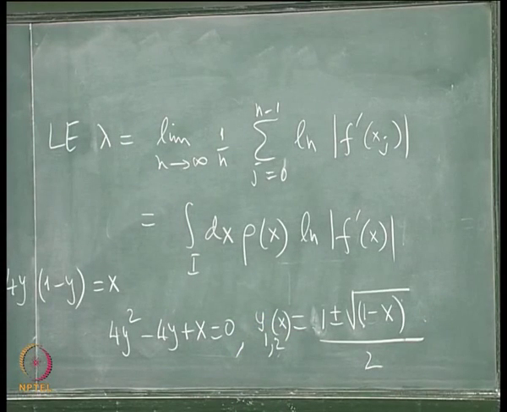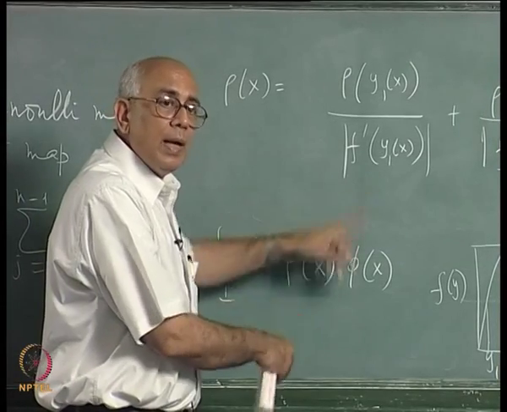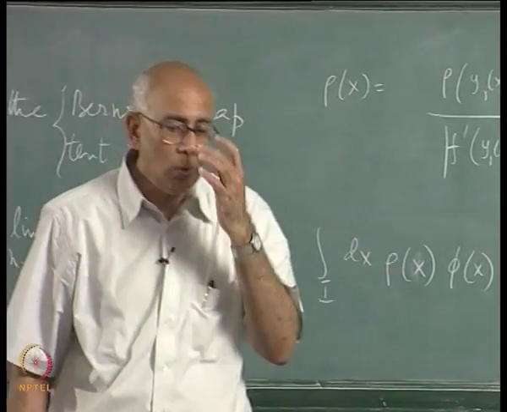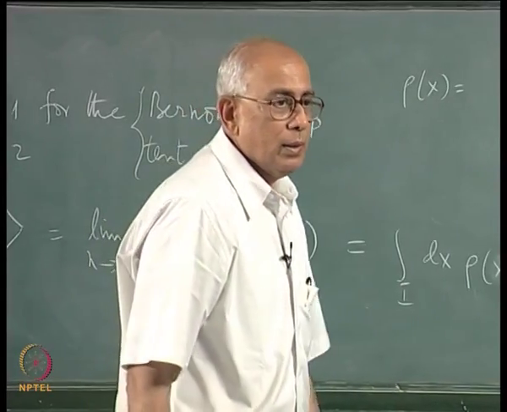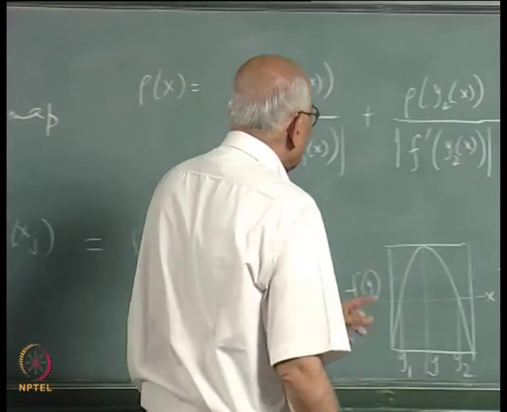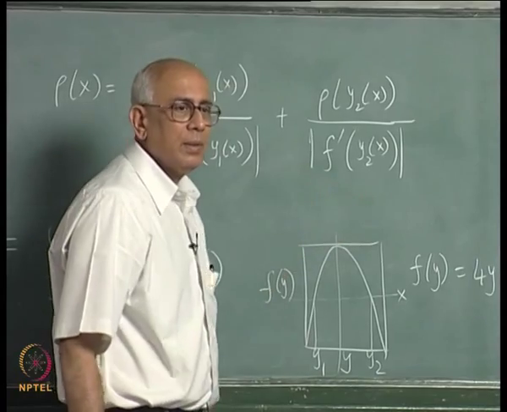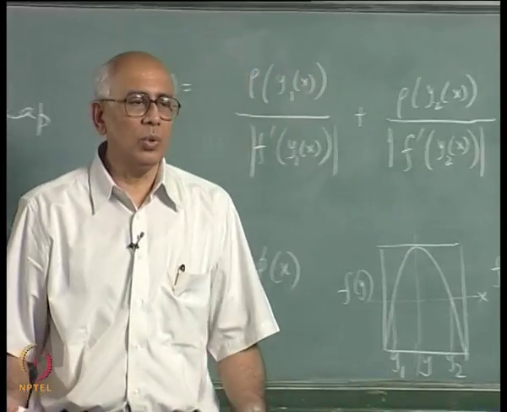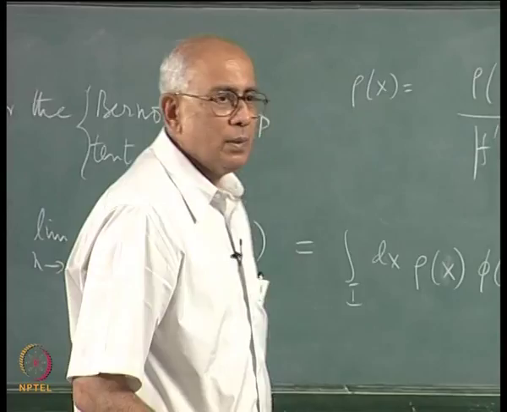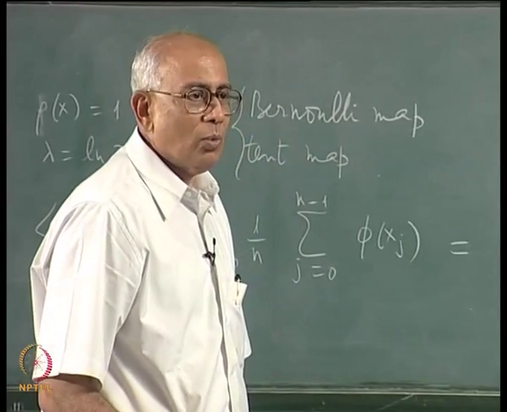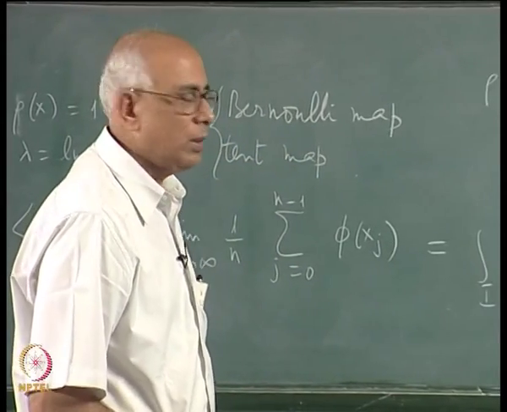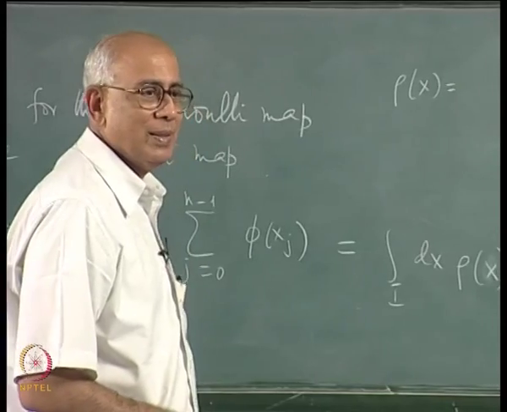You have to plug that in here, put in the values of the slopes of the map at those points, and then you have a functional equation whose solution is by no means obvious. But it is immediately clear that because of these factors sitting here, a constant is not a solution. You put rho of x equal to 1, it is not a solution to this equation. So guesswork does not seem to work here.